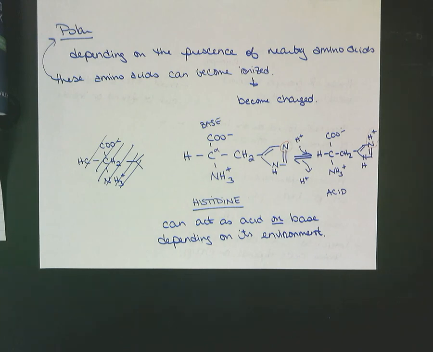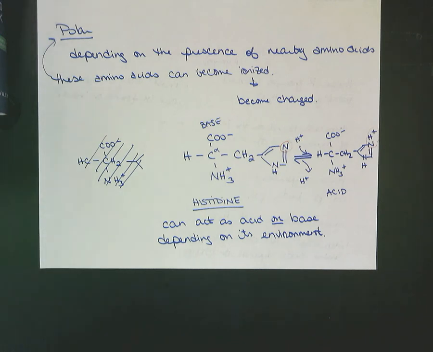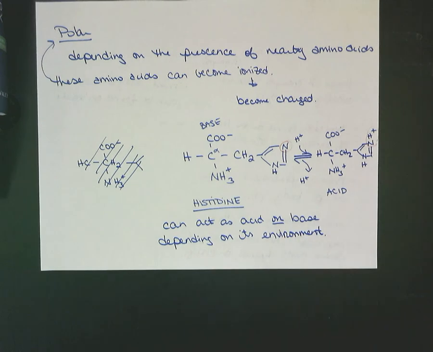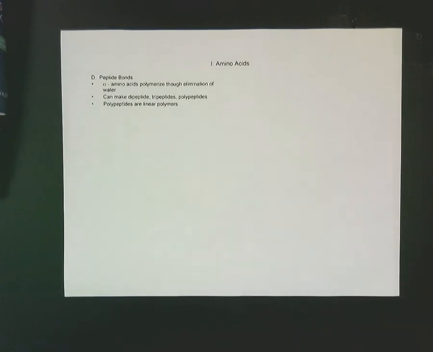Good. Everybody's almost all caught up sketching it. Questions? Okay. All right, so those are going to be our 3 categories of amino acids. So let's talk about how these amino acids become proteins. So, alpha amino acids polymerize through the elimination of water, and we can use that reaction to make dipeptides, tripeptides, or polypeptides.